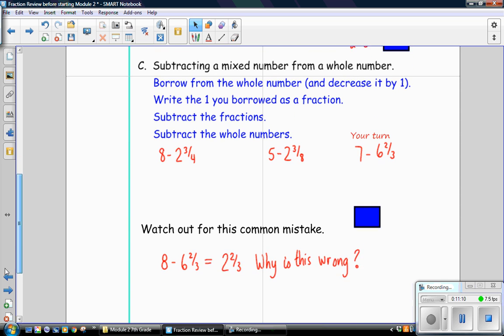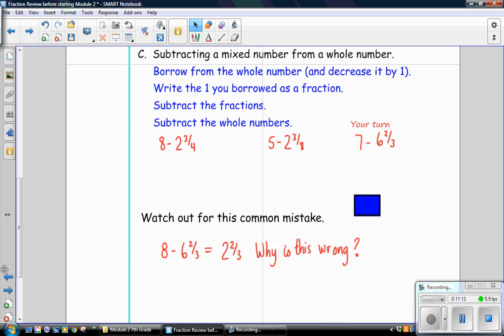In this next section, subtracting a mixed number from a whole number, we're going to subtract 2 3/4 from 8. You will need to borrow from the whole numbers so that you have some fourths. So let's start. We're going to borrow from the whole number. And before we do that, let's write the problem vertically.